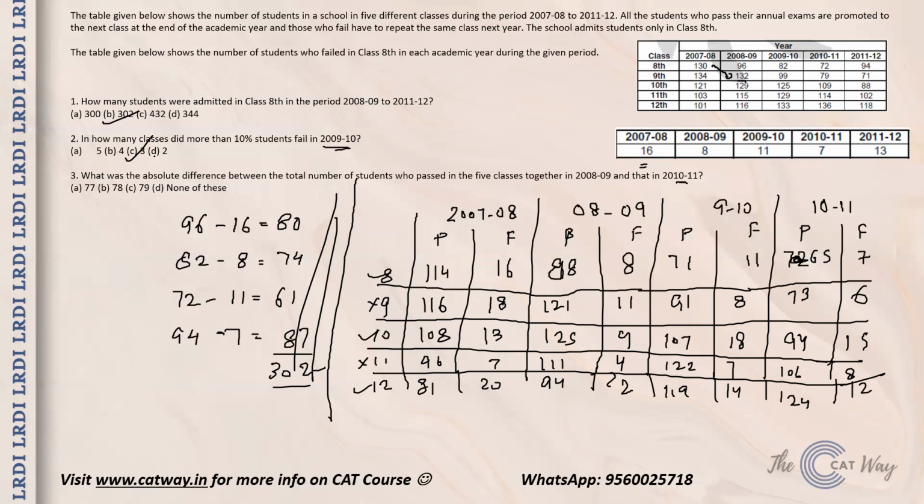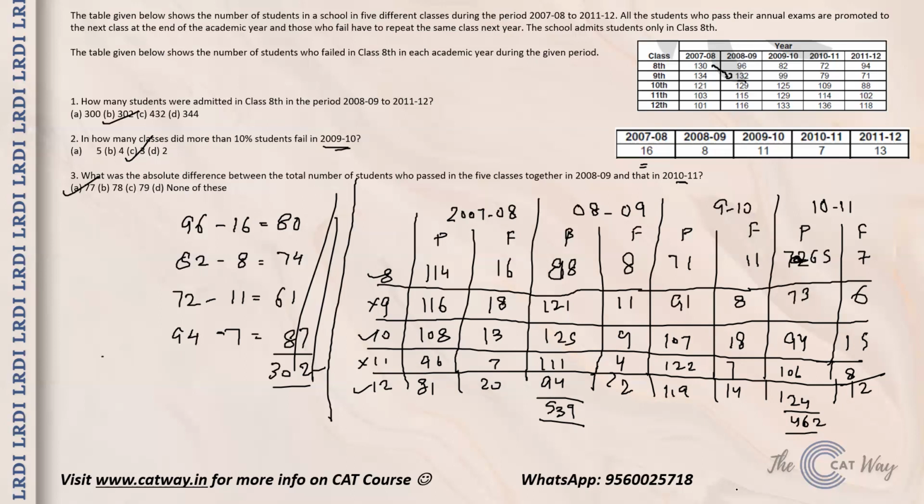And what is the absolute difference between the total number of students who passed in 5 classes together in 2008-9 and that in 2010-11? For 2008-9, the number of students who have passed, it's a very simple calculation. You have to add up this data. This data turns out to be 539. And for 10-11 you have 462. So what is the absolute difference? 539 minus 462 is a difference of 77. That is option A, the right answer.